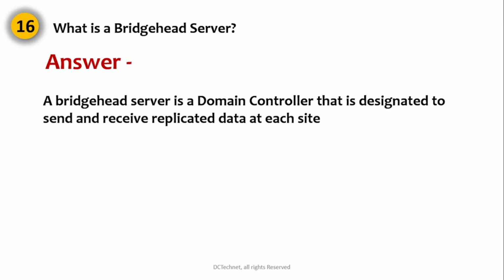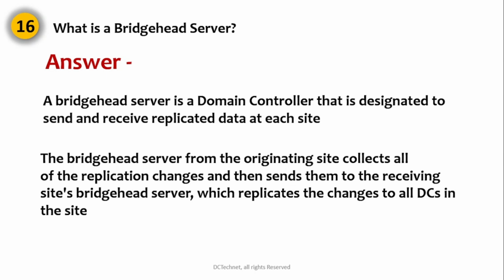So there might be 15 domain controllers in one site. Only one domain controller will be designated as a bridgehead server. So all the 14 other domain controllers will send the data to it, and it will send the data to the bridgehead server in the other site. The bridgehead server from the originating site collects all the replication changes and then sends them to the receiving site's bridgehead server, which replicates the changes to all the domain controllers in that particular site. So it's one bridgehead server to another, and so on.